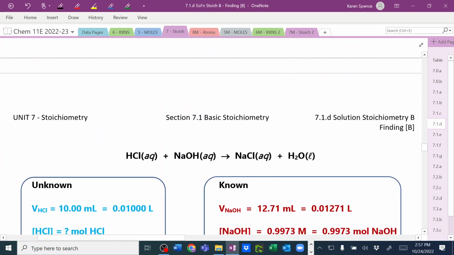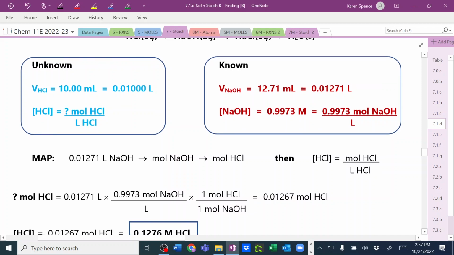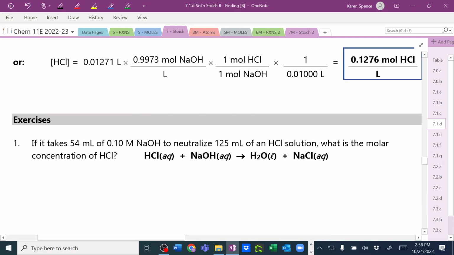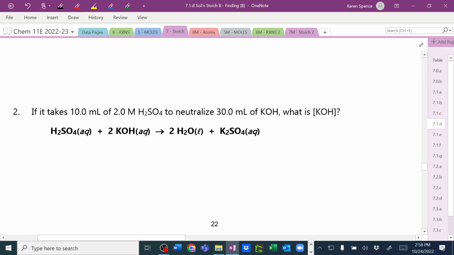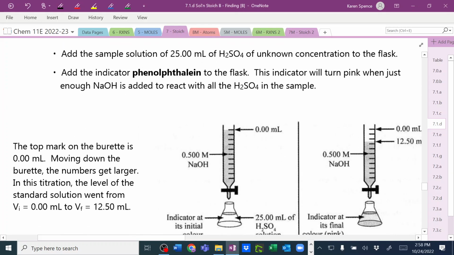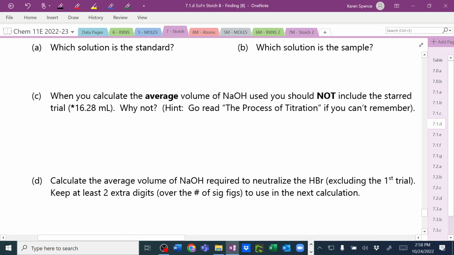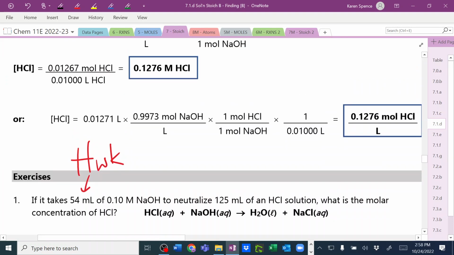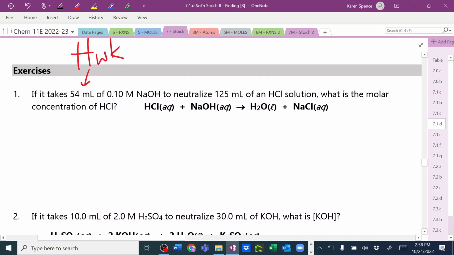Are you guys good with the math? Okay. Do the math. There's a bunch of exercises here. That's your homework. Okay? Pages 22, 23, and 24. And you know what? If you don't have time to do all the questions, do the odd questions, and then go back later and do the even questions as review. Okay?